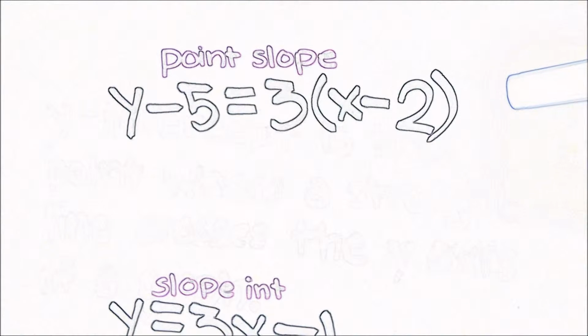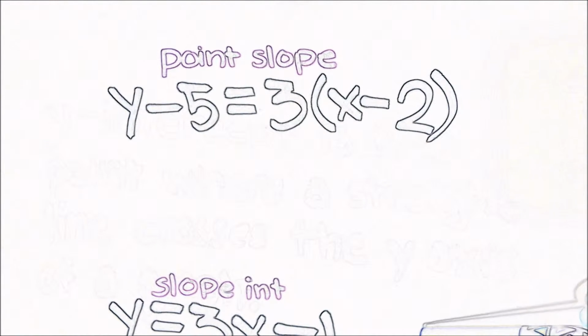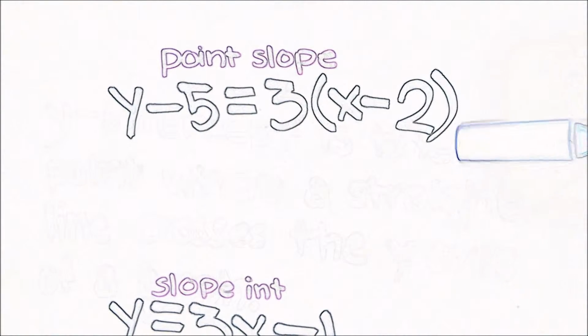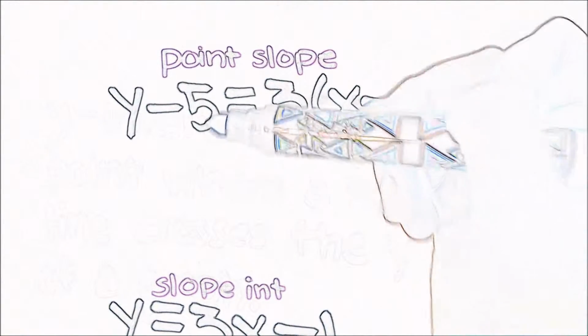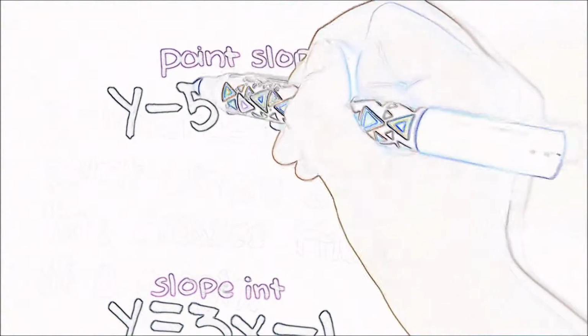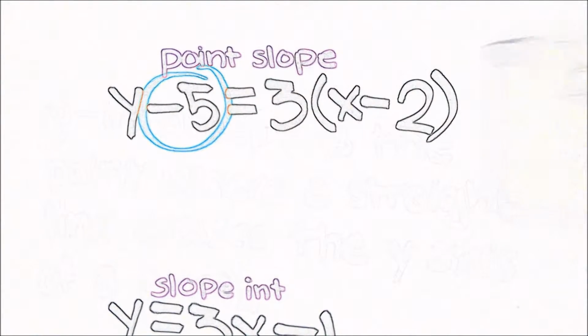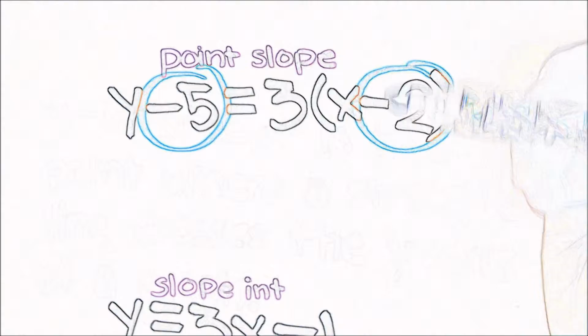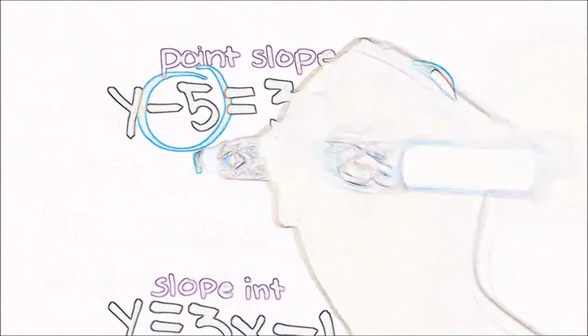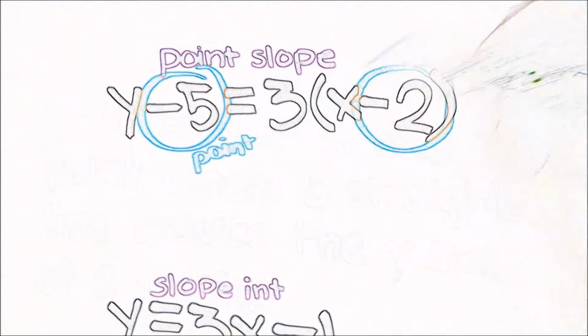We have the point-slope form, and at the bottom we have the slope-intercept form. As you can see, the point-slope form includes two points that belong on the Cartesian plane right here. Let me show you. This one is a point, and this one is another point. All right, let me label it point and point.